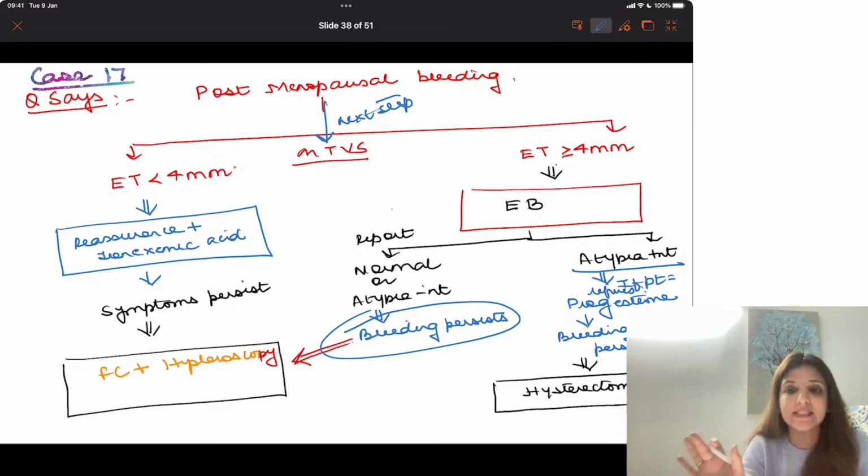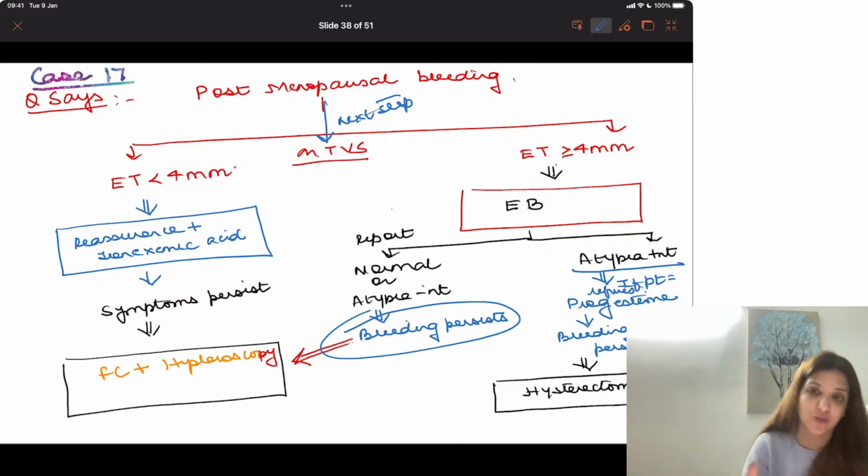Right? So she says, I don't want to get a hysterectomy done. She is a case of endometrial hyperplasia with atypia. I tell her, please go and get a hysterectomy done. I'm going to do your hysterectomy. And she says, no, I will not do hysterectomy. So I say, okay, I'm going to put you on progesterone.